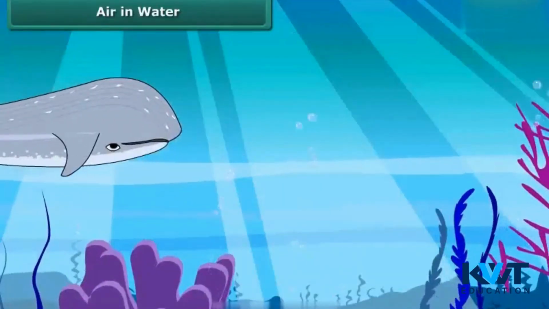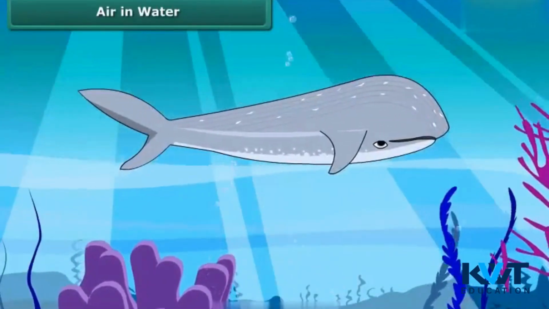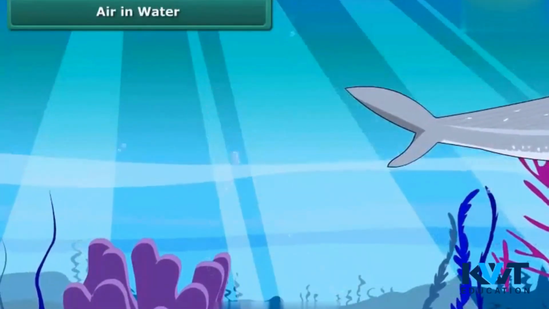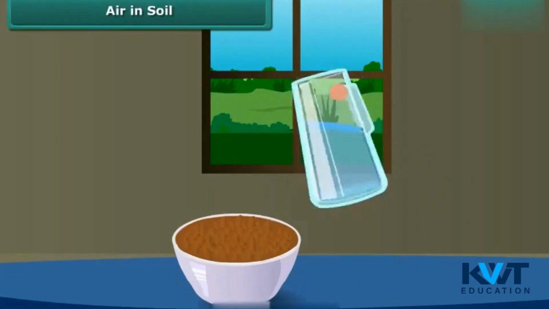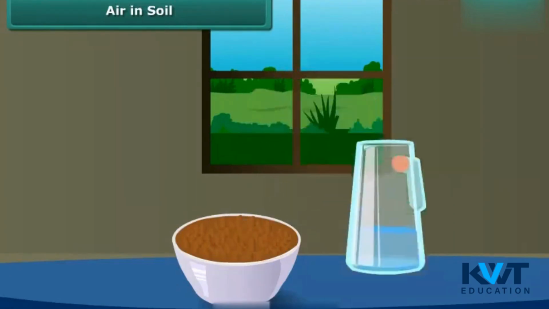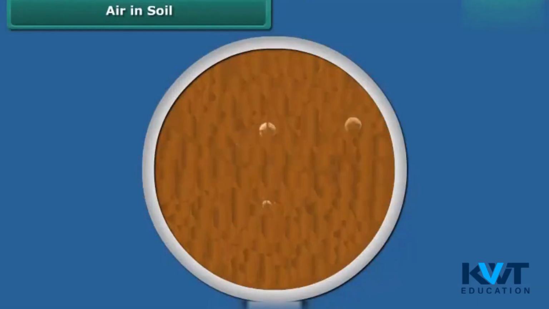The animals and plants in water use the dissolved oxygen for respiration. How do the organisms living in soil get oxygen? To know this, take some soil in a bowl and pour some water on it. What do you see? You can see that air bubbles are coming out of the soil.